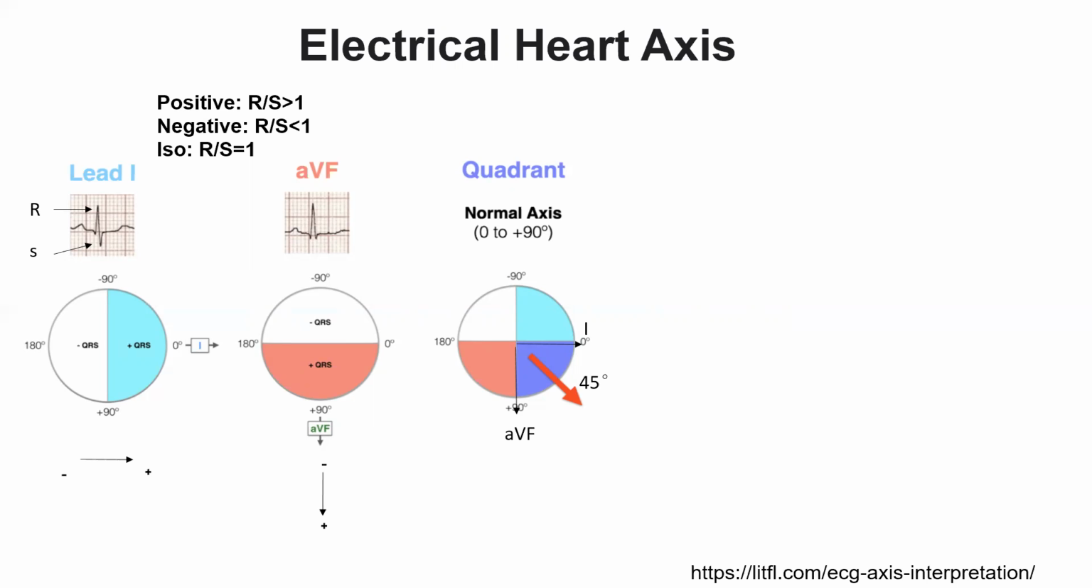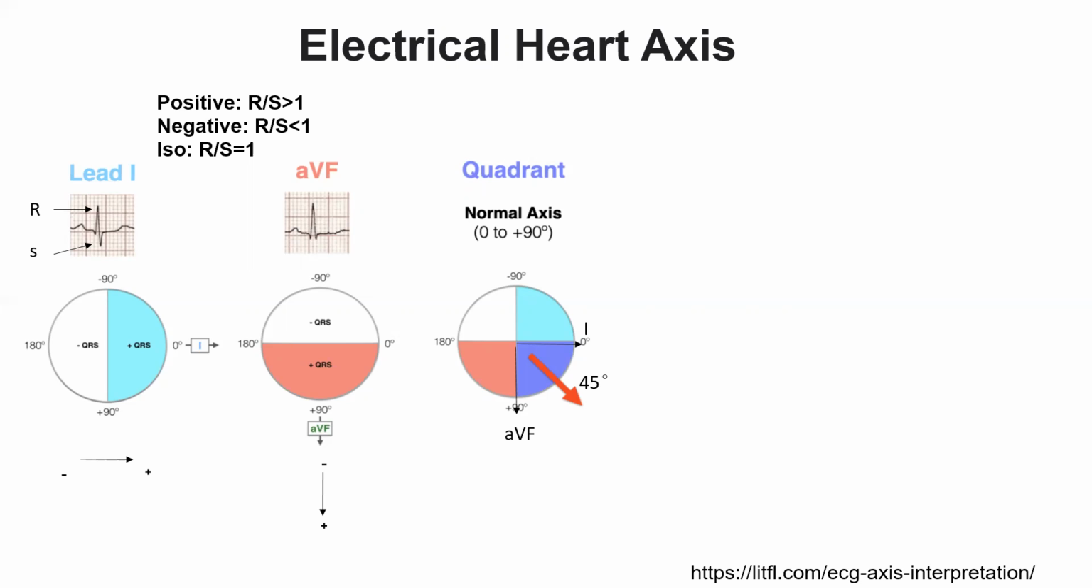If, for example, in the QRS complex R is bigger than S, which means the R to S ratio is bigger than 1, we think it's positive. And if the R to S ratio is lower than 1, we treat it as negative. And if it's equal to 1, it's iso.